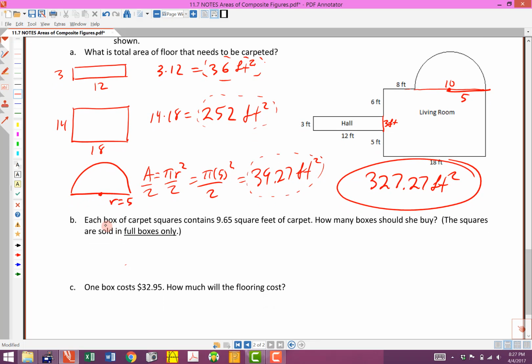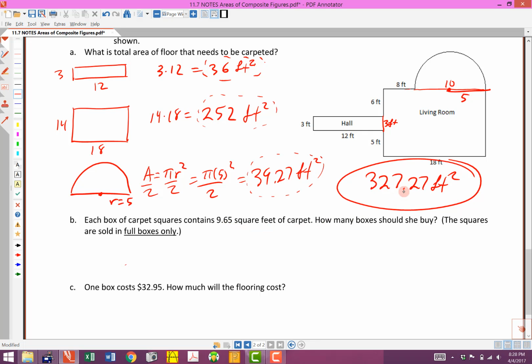So Janice goes to the store and she needs to buy the carpet squares. Each box of carpet squares contains 9.65 square feet of carpet. How many boxes should she buy? And this is good to keep in mind, and this is true in real life. They only sell full boxes. They're not going to sell you just one carpet square. Okay? So each box has 9.65 square feet of carpet.